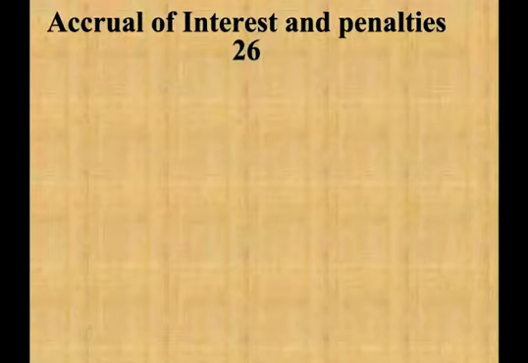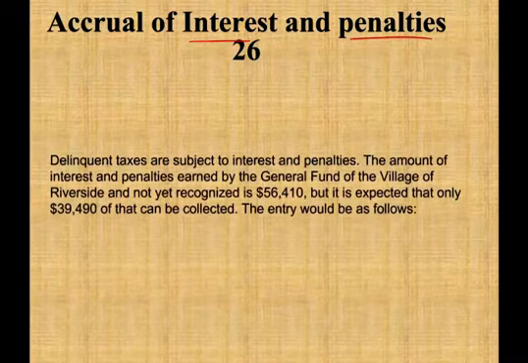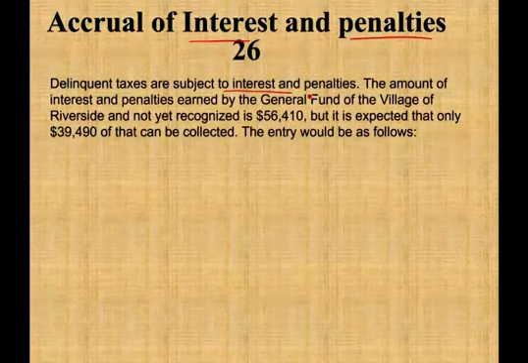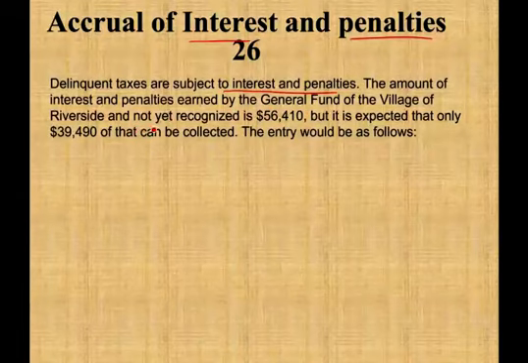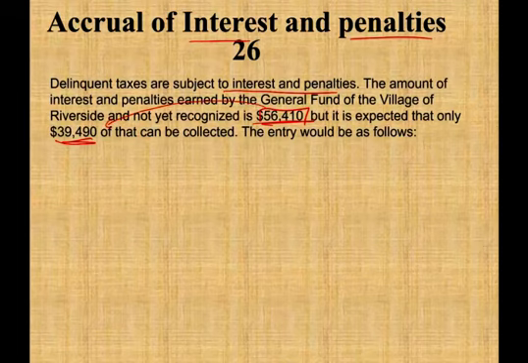Okay. Now also, the government still has delinquent taxes that they're going to be collecting. They have the right to accrue interest and penalties on them. Okay. So if there are delinquent taxes, we can accrue interest and penalties on them. So delinquent taxes are subject to interest and penalties. The amount of interest and penalties earned by the general fund and not yet recognized is $56,410. It's expected that only $39,490 can be collected.